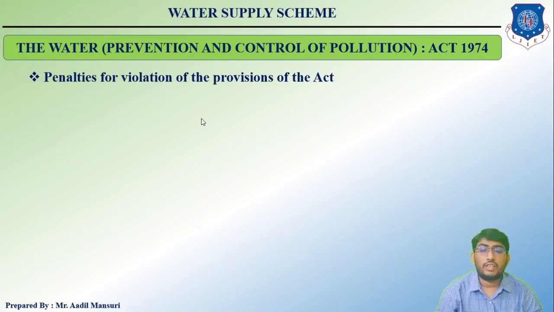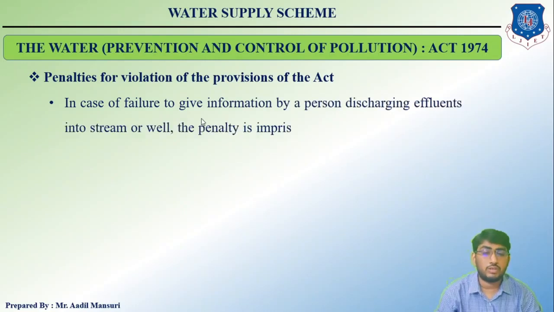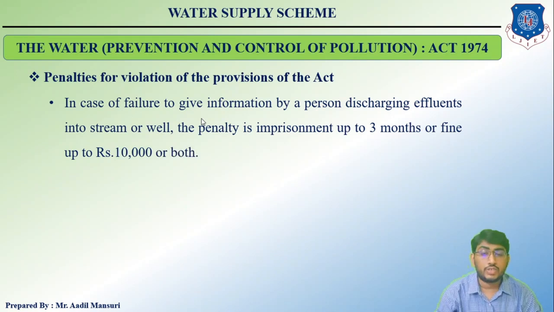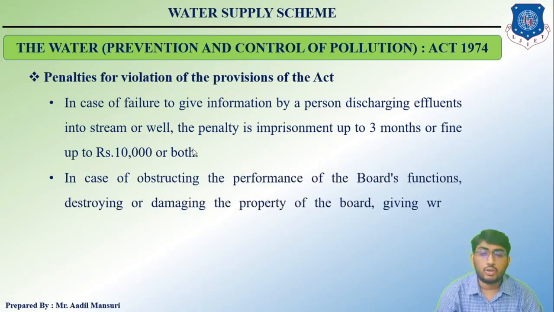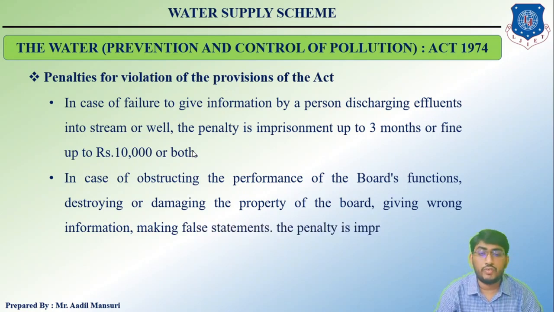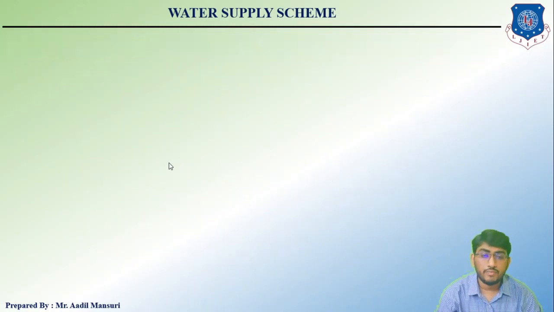So let's have a look at the penalties for violation of the provisions of the act. In case of failure to give information by a person discharging effluents into streams or wells, the penalty is imprisonment up to 3 months or fine up to 10,000 or both. Then in case of obstructing the performance of the board's functions, destroying or damaging the property of the board, giving wrong information, or making false statements, the penalty is imprisonment up to 3 months or fine up to 10,000 or both.